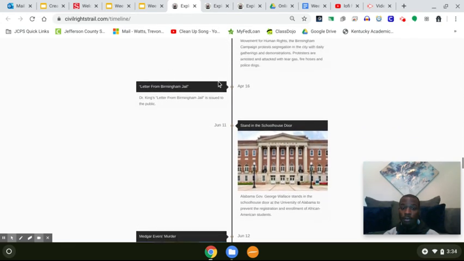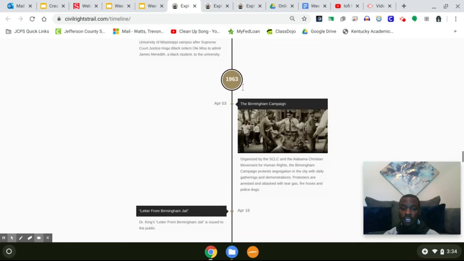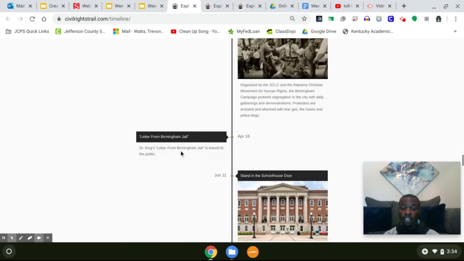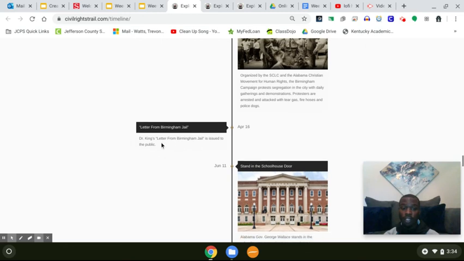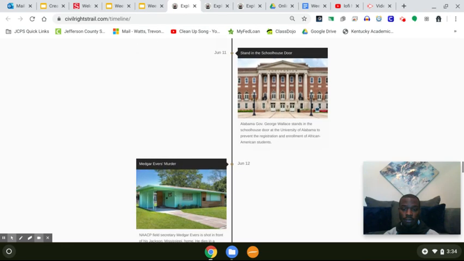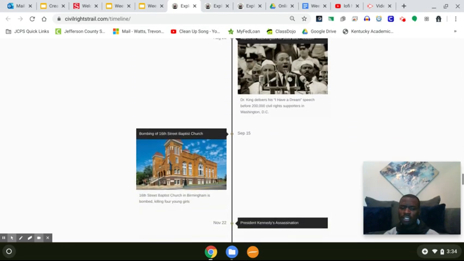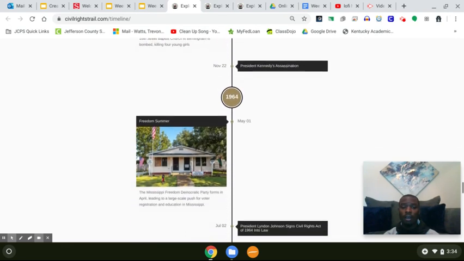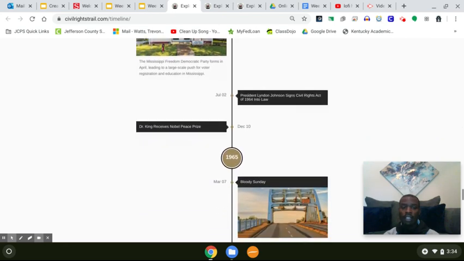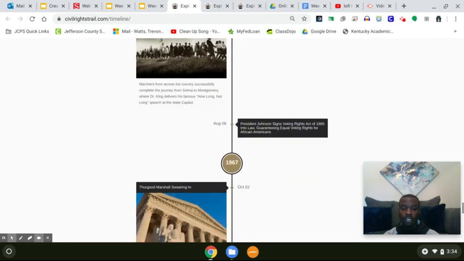Letter from Birmingham Jail, April 16th, 1963. Dr. King's letter from Birmingham Jail is issued to the public. So Dr. King wrote a letter in jail and it was issued to the public. So there's plenty of events. But I want you to just explore this timeline and go back to do your activity. And then you're done.